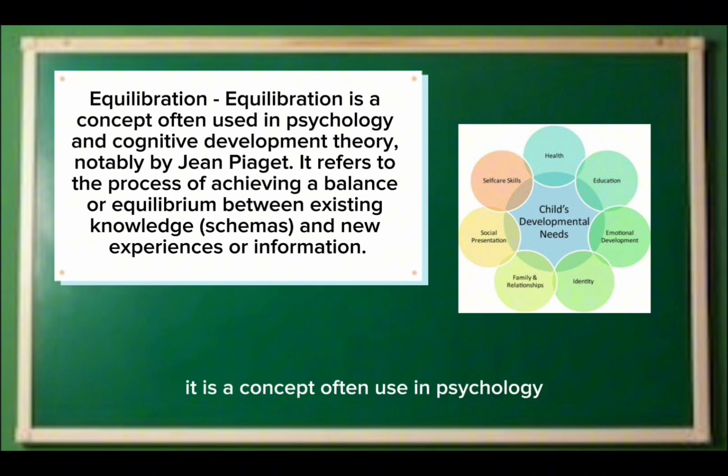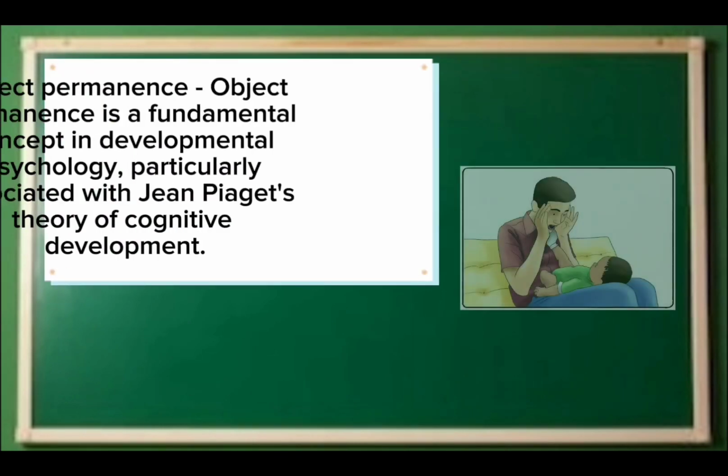Equilibration. It is a concept often used in psychology and cognitive development theory, notably by Jean Piaget. It refers to the process of achieving a balanced equilibrium between existing knowledge and new experiences or information. It also involves adapting developmental structures and understanding to accommodate new information, allowing cognitive growth and learning.